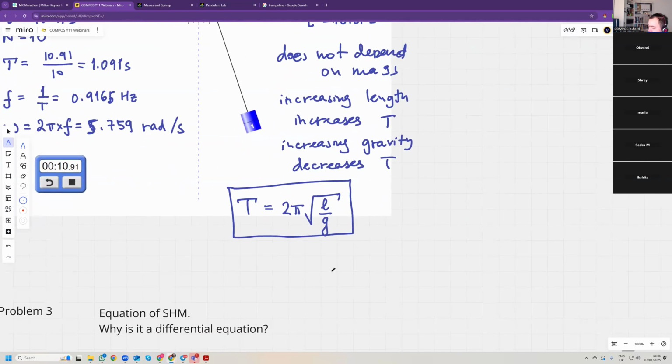So my prediction is, if length is 1 meter and gravity is, of course, on Earth, 9.81 newtons per kilogram, then the time period is going to be approximately 2 pi multiplied by square root of L, which is 1 divided by 9.81, which is 2 pi divided by square root of 9.81, 2.006 seconds.